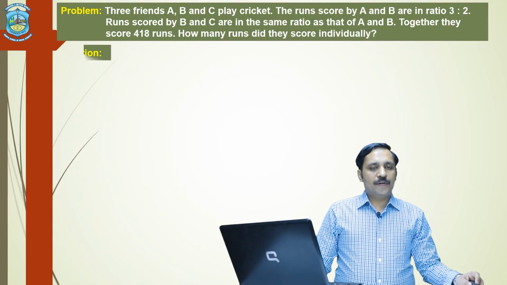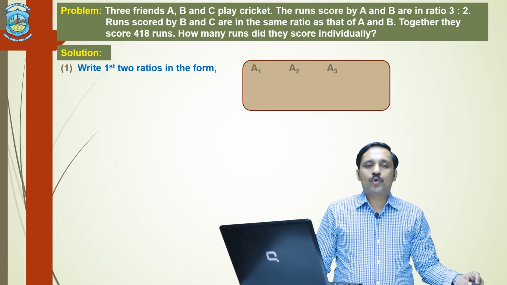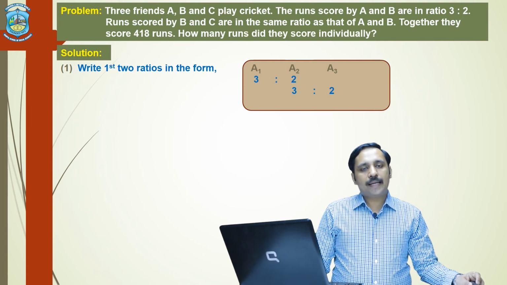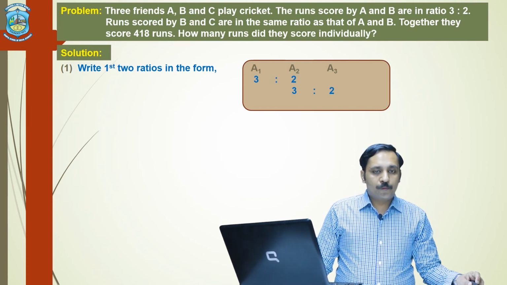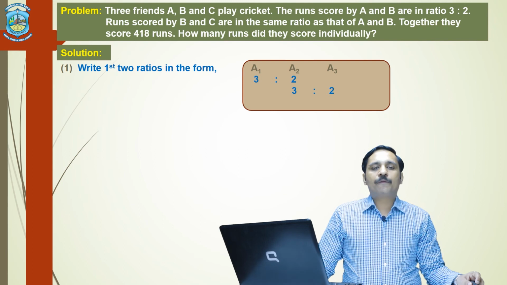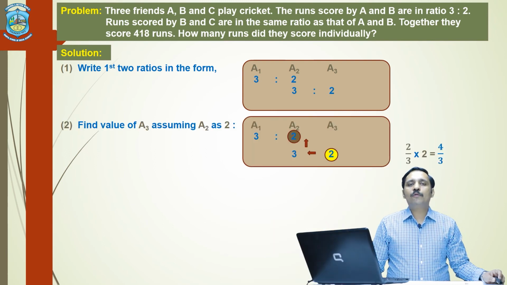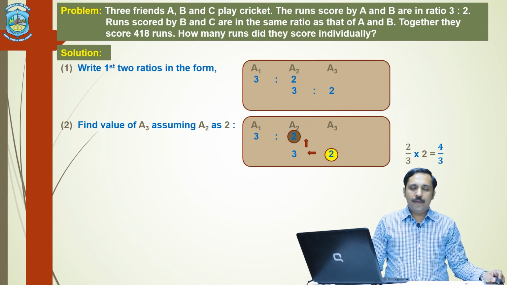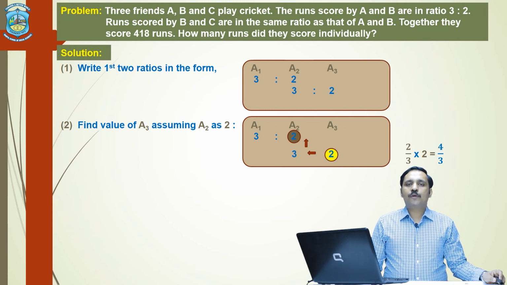Let us see how. First we have to make a continuous ratio. So we write the first two ratios in the form. It is given as 3 is to 2. The ratio between A2 and A3 is also the same, that is again 3 is to 2. Now what do we do? We will find the ratio of A3 assuming that the value of A2 is 2. So it is 2 divided by 3 multiplied by 2. That means my answer is 4 by 3.